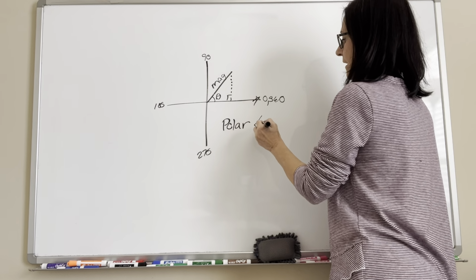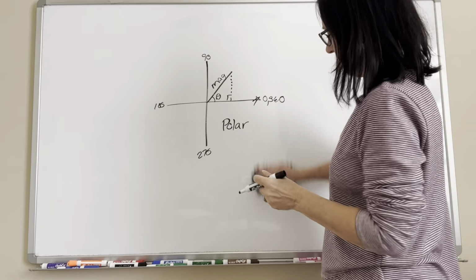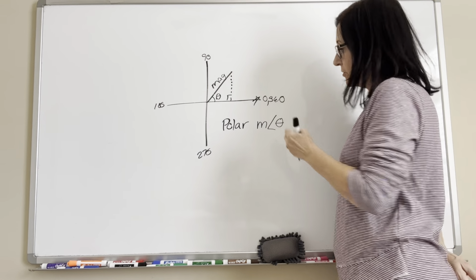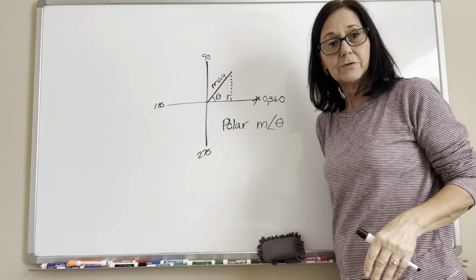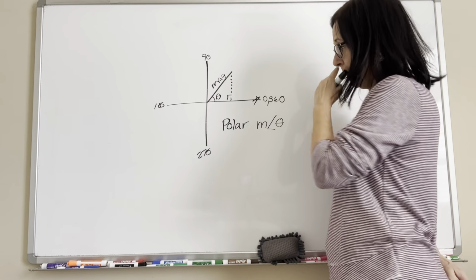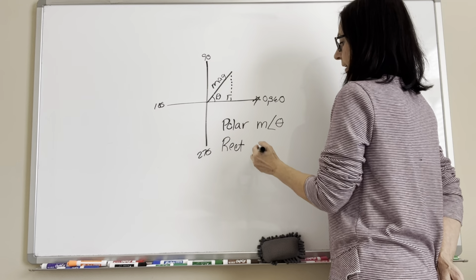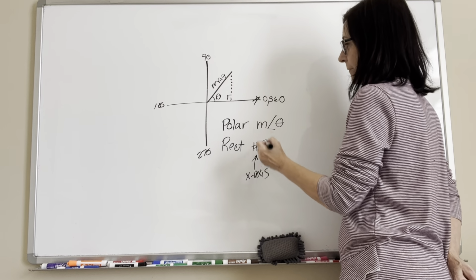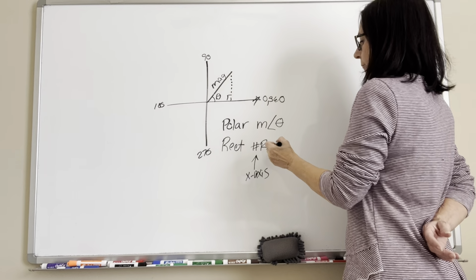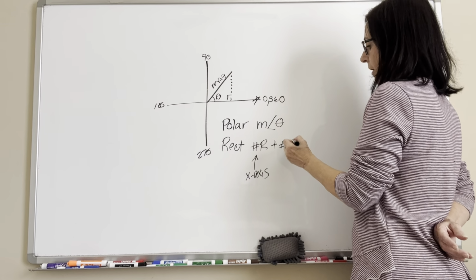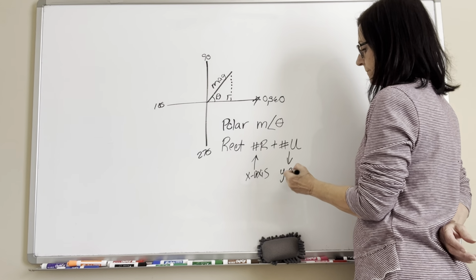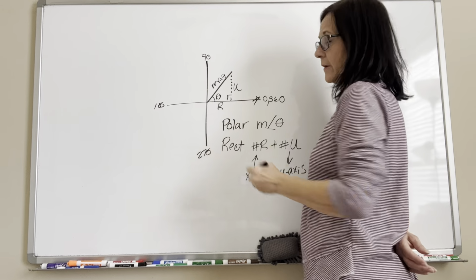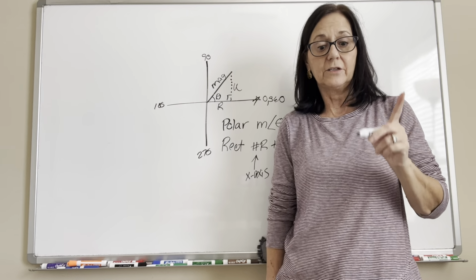Polar form is the magnitude at whatever your angle is. So it's really your hypotenuse at the angle. That's how we write it. Remember, rectangular is some value r, and that's the value on the x-axis, plus or minus some value on the y-axis. So if I drew my right triangle, this would be my r value, that would be my y value. They're the legs of an imaginary right triangle.